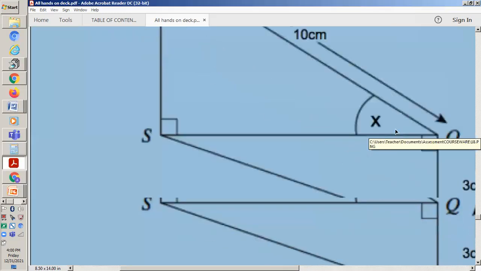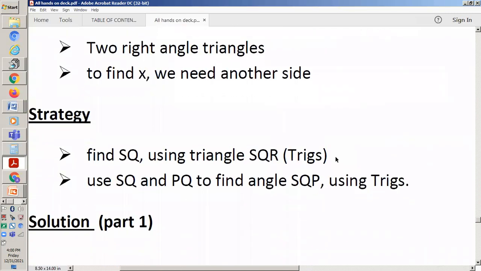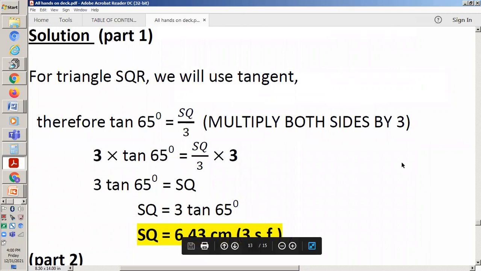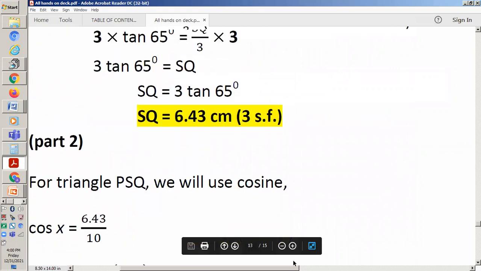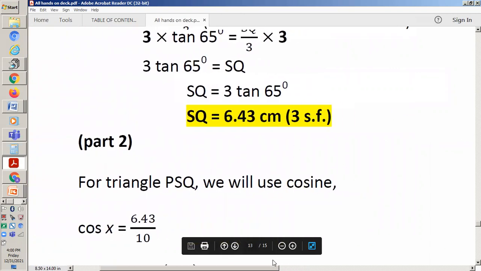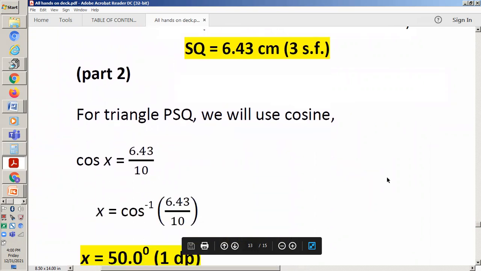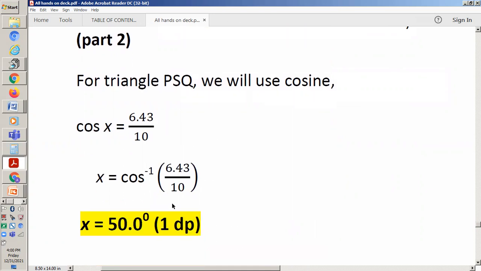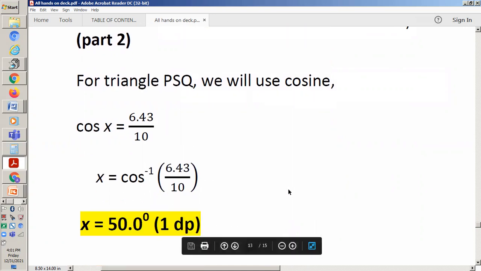Let's quickly view how it has been done. Part 1 of the solution is to find SQ. Part 2 is to work out the actual angle. We determine that we're going to use cos. Cos is adjacent, which is 6.43, divided by the hypotenuse, which is 10. We take the inverse of that, and we get 50 degrees to 1 decimal place.